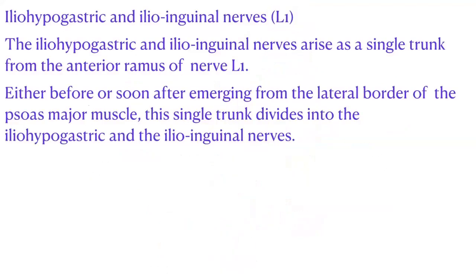Coming to a brief view of the branches, though they don't pertain to the lower limb. The iliohypogastric and ilioinguinal nerves arise from L1. They arise as a single trunk from the anterior rami of L1, either before or soon after emerging from the lateral border of the psoas major muscle. This single trunk divides into the iliohypogastric and ilioinguinal nerves, right?